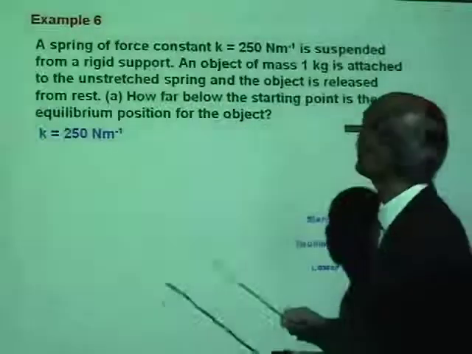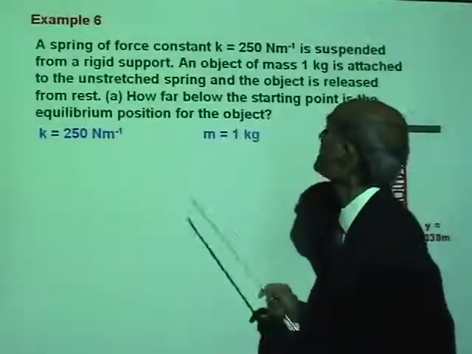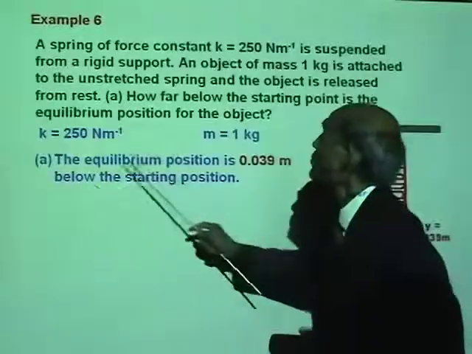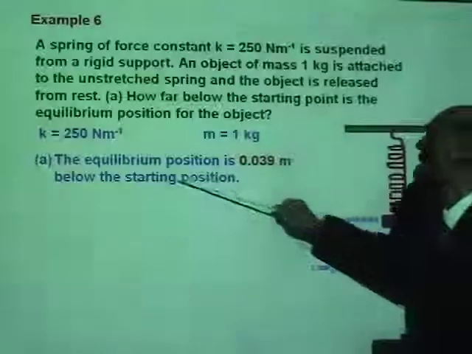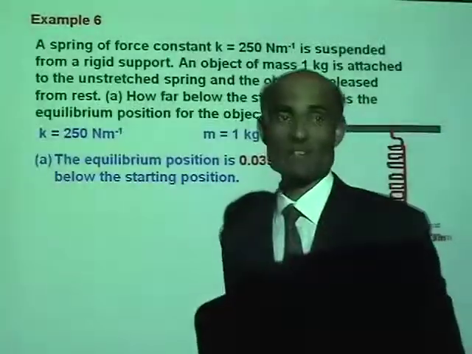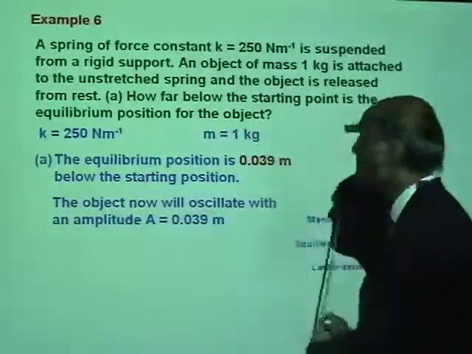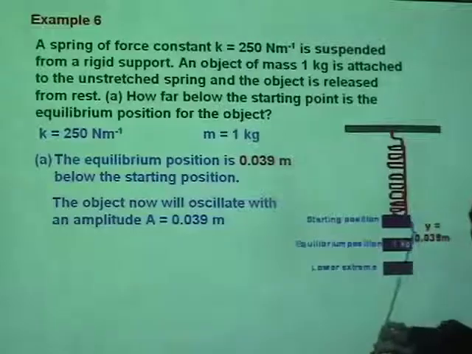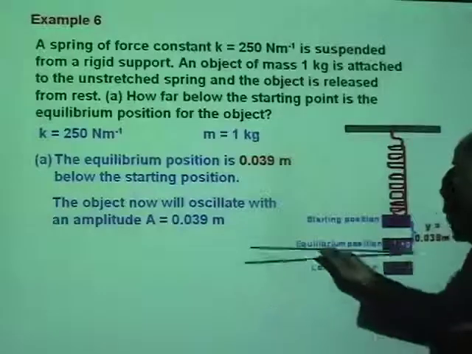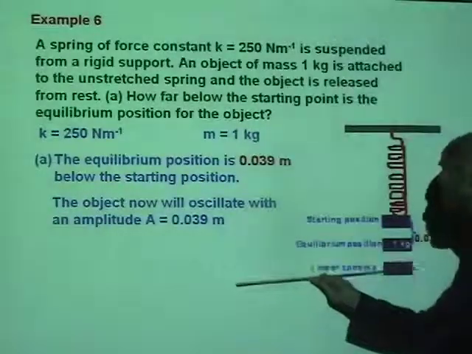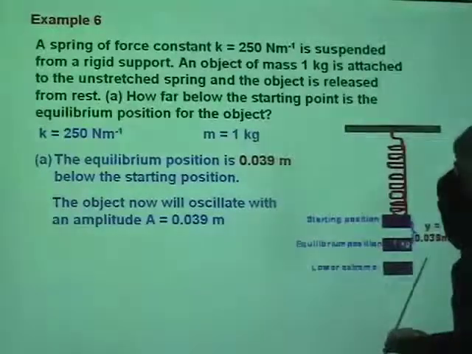Alright, what is the next problem we need to solve, how far below? So the equilibrium position is 0.039 meter below the starting position. The object now will oscillate with an amplitude, is that right? The amplitude of oscillation will be 0.039 meter. That means, what will be the distance it is now going to go down? That will be again 0.039 meter.